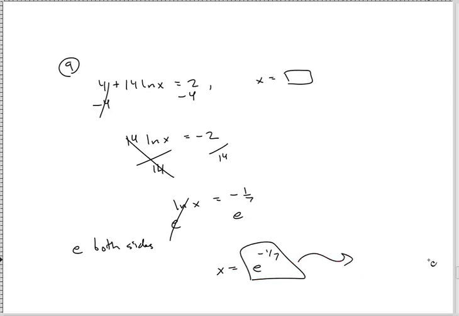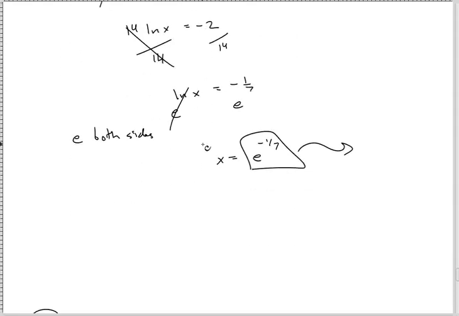Again, you can find your decimal with that kind of stuff, but I'm not too concerned at this point. So e both sides, ln both sides, whatever you need to do. You can do friends. That'll also work here. Okay.